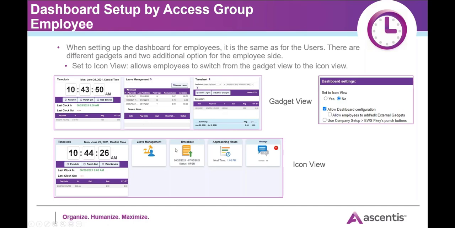Whereas the icon view will just give them icons, and then clicking on the images in those icons will launch into the pages where you can then manage that information. So clicking on the leave management guy here with the little island will launch me into my request page where I can then make time off requests. Clicking on the little timesheet here will launch me into my full timesheet page where I can then review the information or manage my timesheet depending on my access to that page.